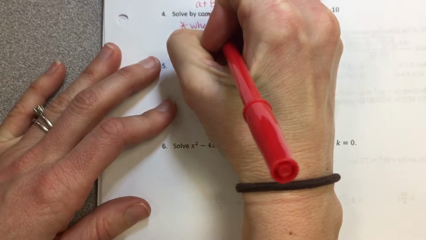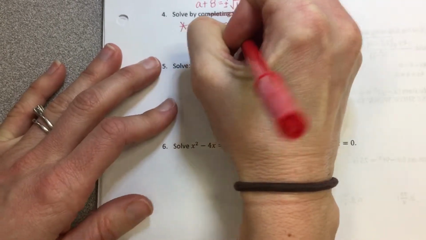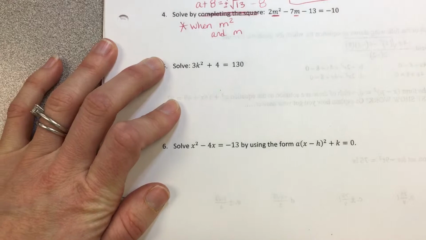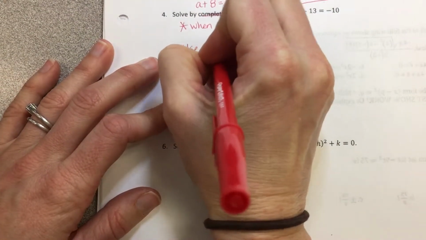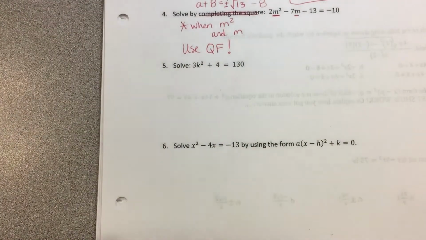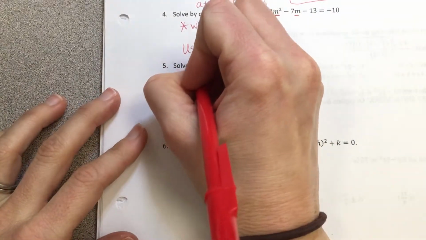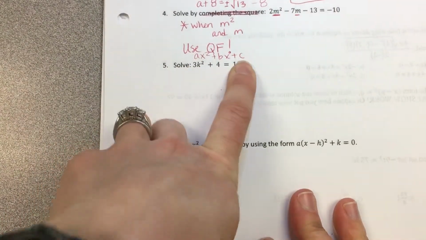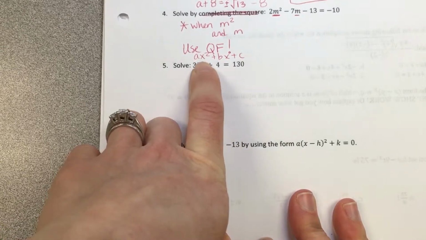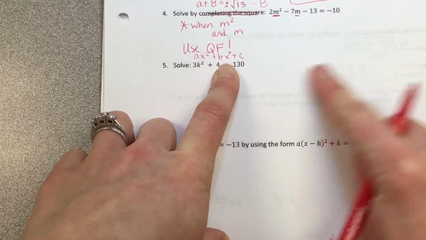When you have a square and another one, when you have an m squared and an m or an x squared and an x, I think the easiest way to do it is the quadratic formula. So when you have a square variable and then another one, your easiest method is going to be the quadratic formula. Remember how you just took a foldable quiz and you have A, B, and C? You got your x squared and your x. This is what we did on Monday.